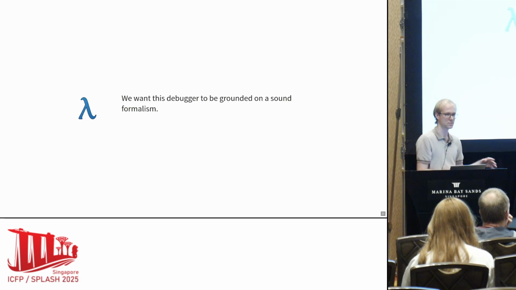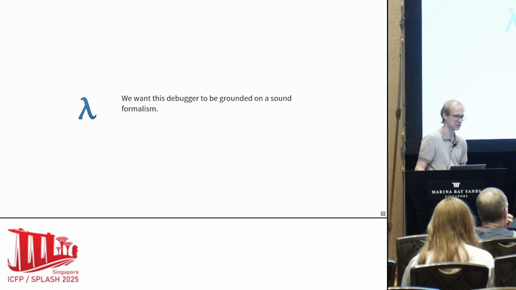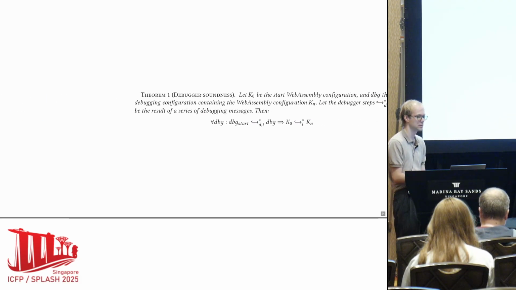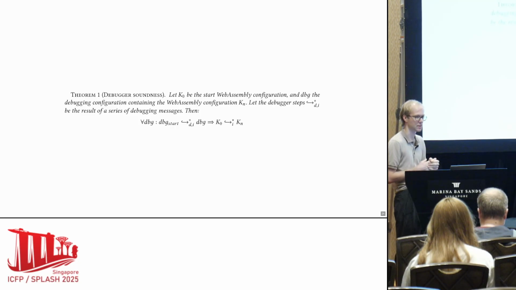Now, just really quickly about the formalism, because I have not that much time left. We had this formalism, I kind of hinted at it already. We wanted to say something about the correctness of it, and we came up with two theorems, debugger soundness and debugger completeness. The basic idea is that you have your debugger semantics, and you want those to not interfere with the language semantics that you're debugging.